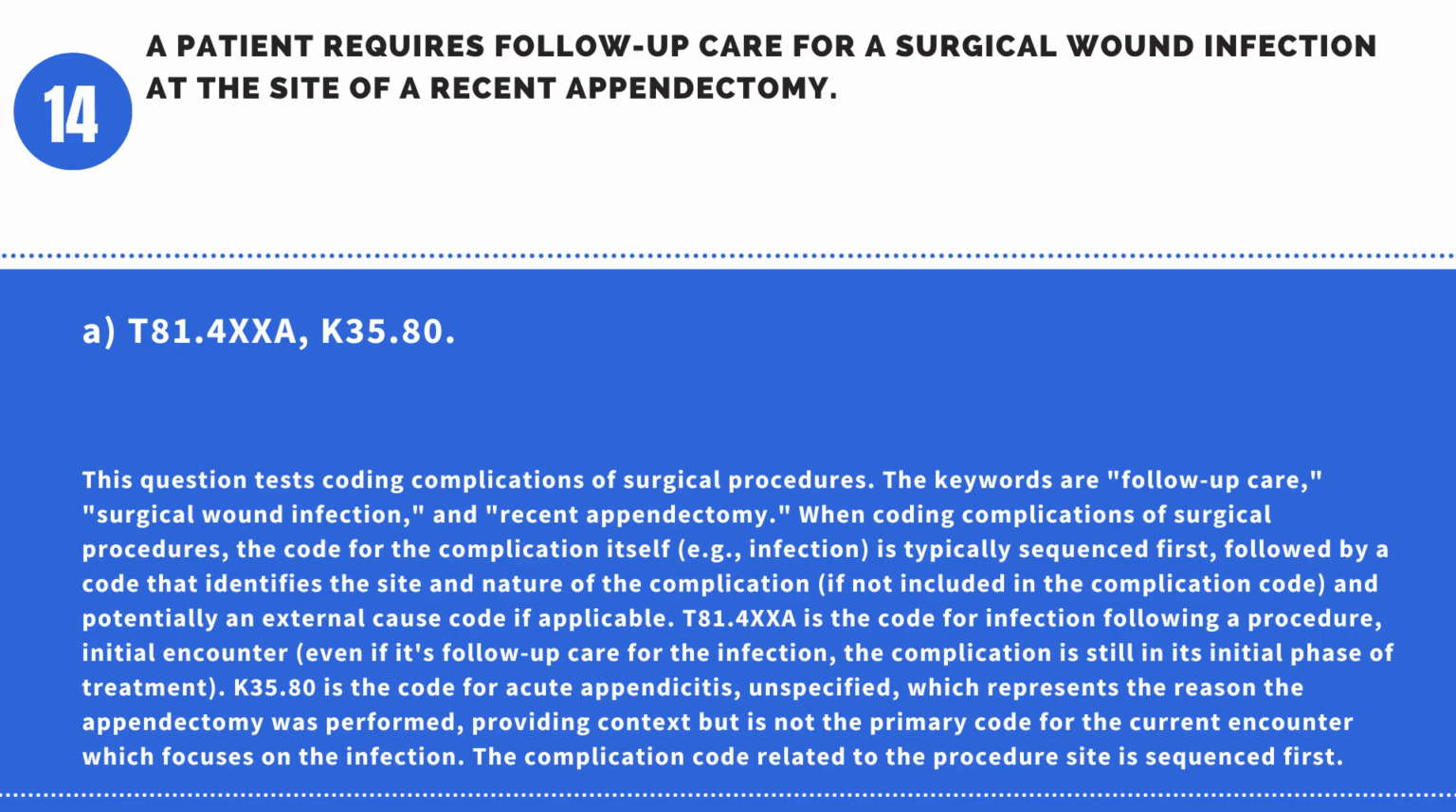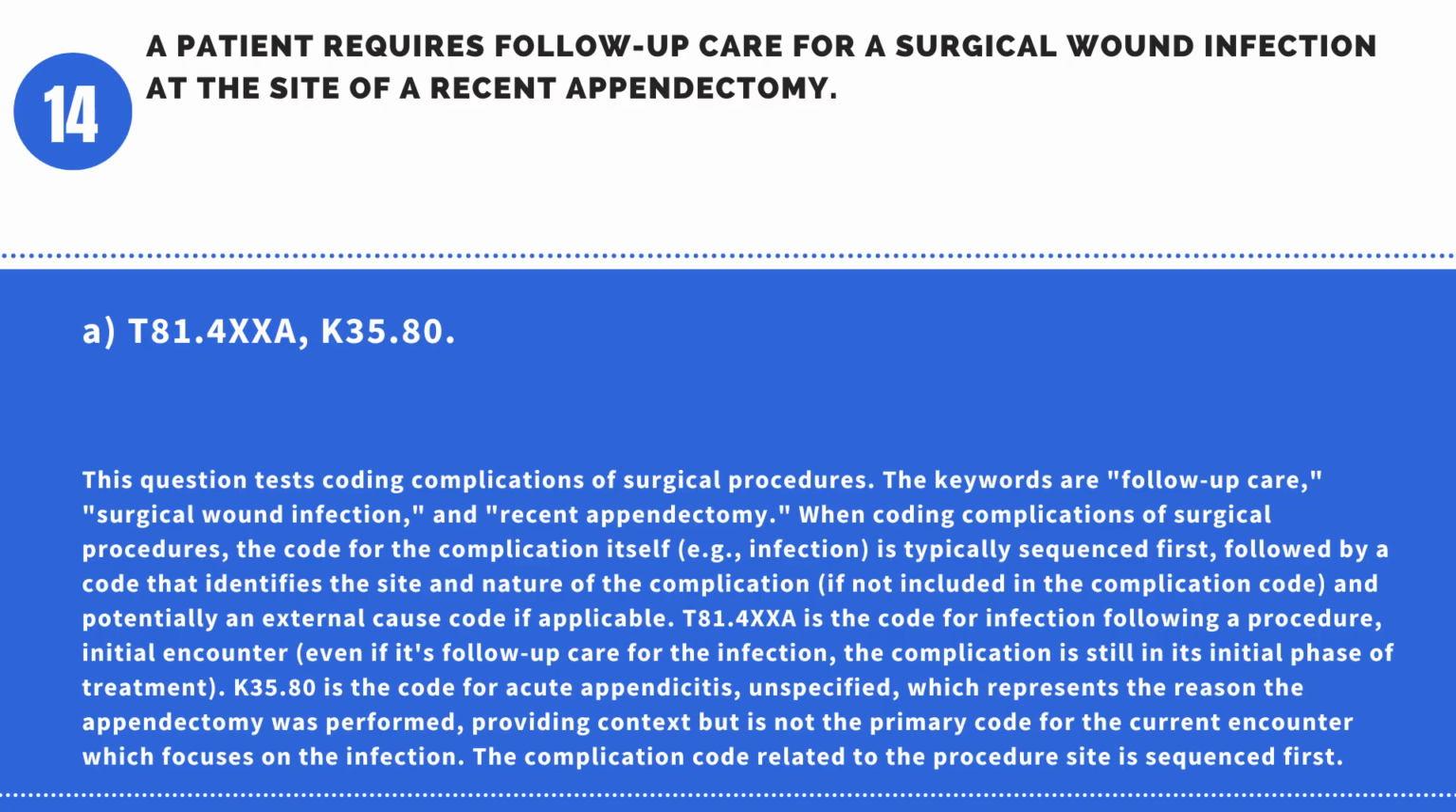The keywords are follow-up care, surgical wound infection, and recent appendectomy. When coding complications of surgical procedures, the code for the complication itself, e.g., infection, is typically sequenced first, followed by a code that identifies the site and nature of the complication, if not included in the complication code, and potentially an external cause code if applicable. T81.4XXA is the code for infection following a procedure, initial encounter. Even if it's follow-up care for the infection, the complication is still in its initial phase of treatment.